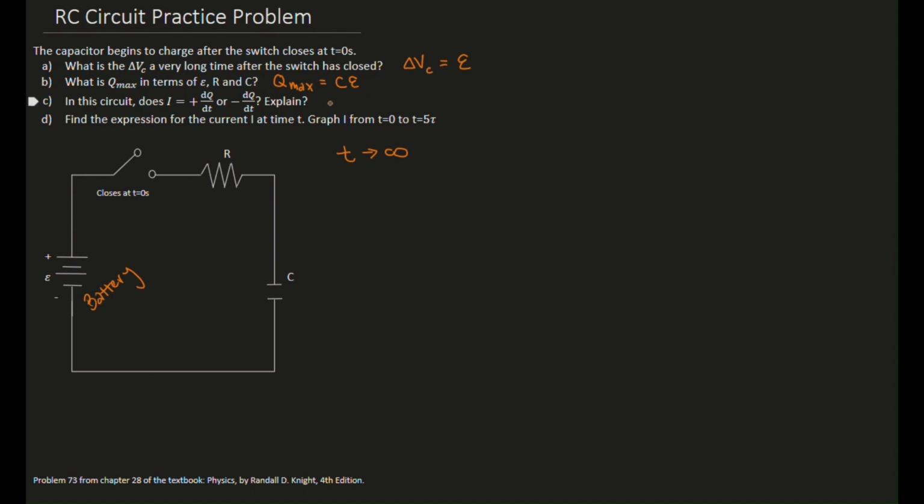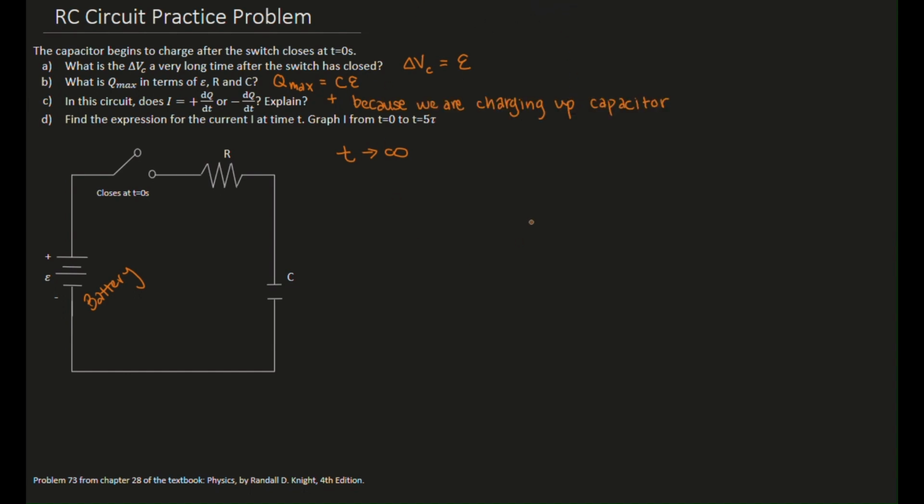And in terms of figuring out if the current is positive or negative in the circuit, we simply need to say what's happening with the charge. Because we're taking the charge from the battery and charging up the capacitor, we have a positive current. So it's positive because we are charging up the capacitor.